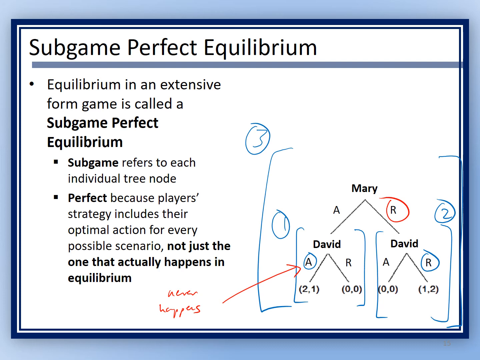That's what subgame perfect equilibrium does not allow. You're not allowed to make plans that are not optimal when that state of the world actually is realized. David is not allowed to imagine himself going to the romance movie alone, because that's not in his interest if that ever happens, even though it never actually happens. So this something that never happens in equilibrium, we call that off equilibrium path.